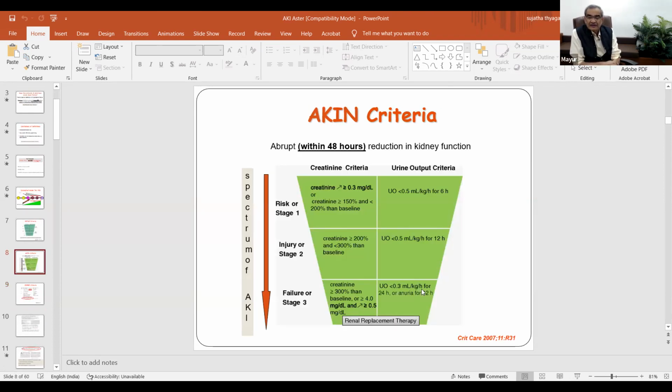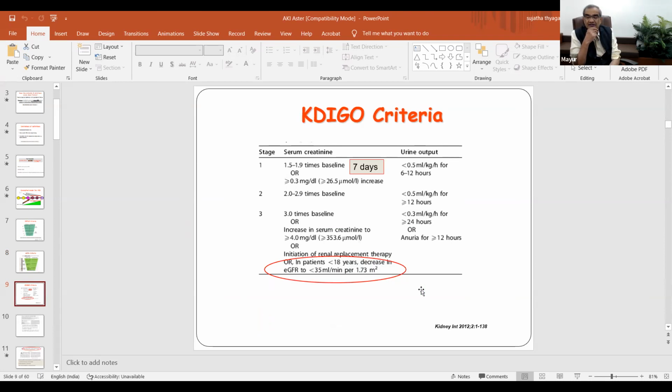Then there have been some other criteria, but just to introduce you, there is the AKIN criteria, which divides it into stage 1, 2, and 3. Essentially, they take into consideration the creatinine levels and also the urine output criteria. So these are the AKIN criteria. KDIGO criteria were basically developed by adult nephrologists and intensivists, but with some applications in children. So it does address older children who are less than 18 years, but more than 12 years.